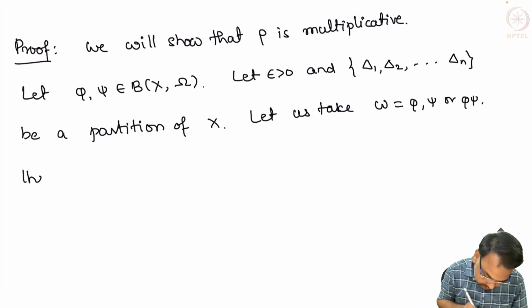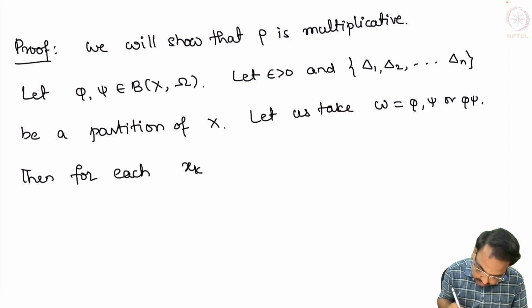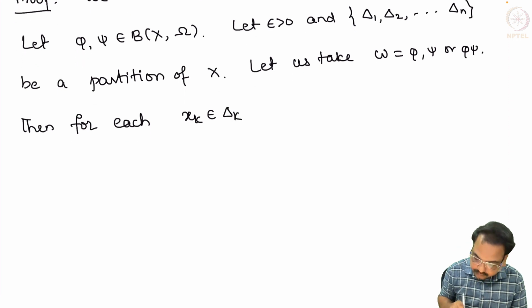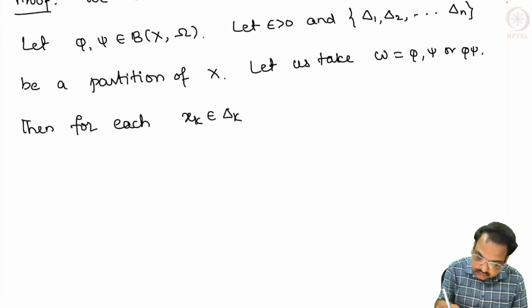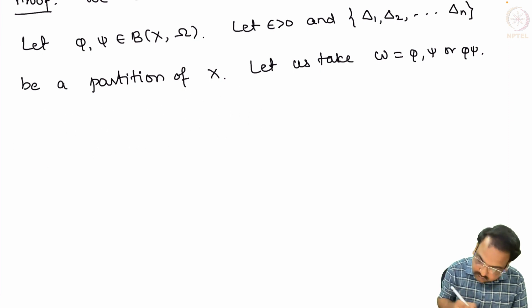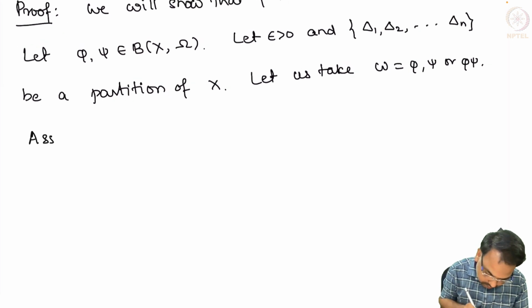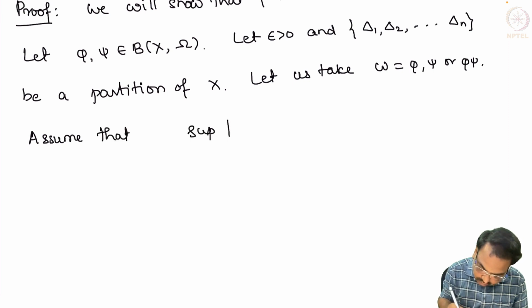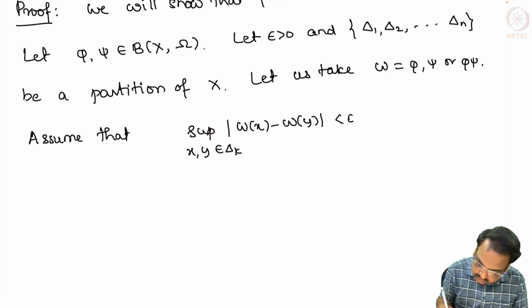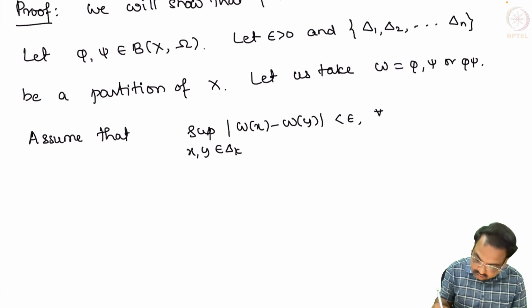Then for each xk in Δk, so assume that the supremum of mod omega(x) minus omega(y), where x, y come from Δk, is less than epsilon for all k equal to 1 up to n.